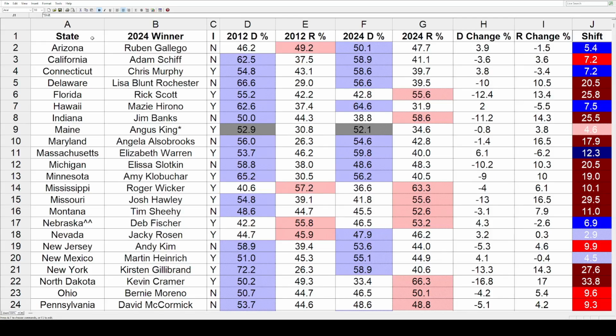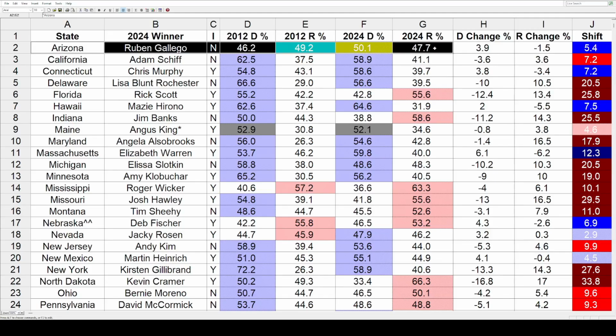Now let's go through the first state of Arizona. The winner here in 24 was Ruben Gallego. That was an open seat, so he was not an incumbent. But back in 2012, Republicans actually won that seat. It was Jeff Flake who got 49.2. But in 24, Gallego's popular vote was 50.1. He defeated Kari Lake, who got 47.7. That means the Dems have gained 3.9%. The Republicans went down 1.5%. That's an overall net shift of 5.4% away from the Republicans and toward the Democrats. So that's how this works.